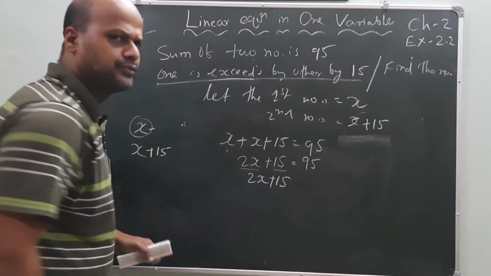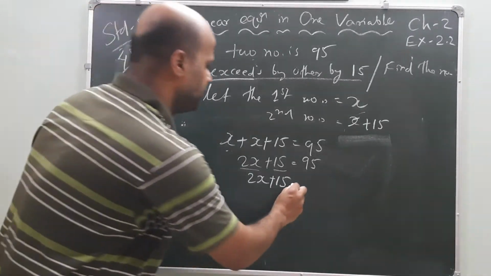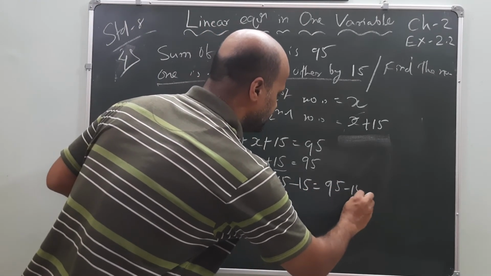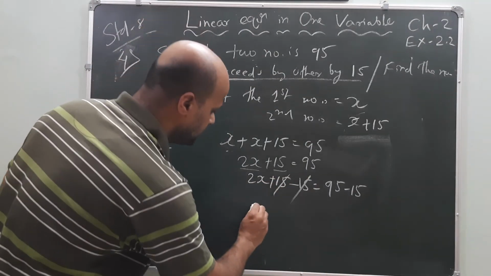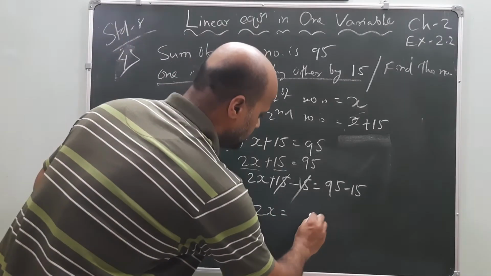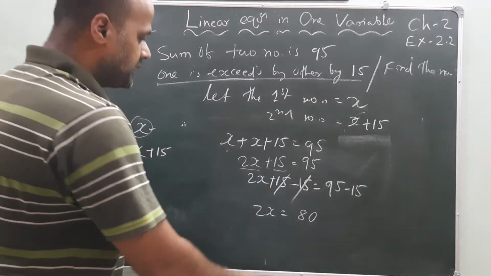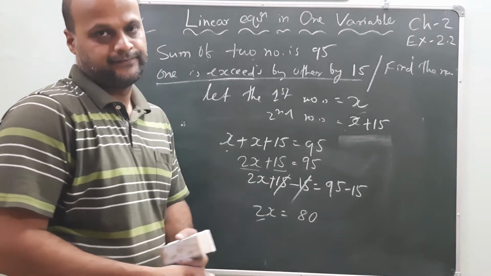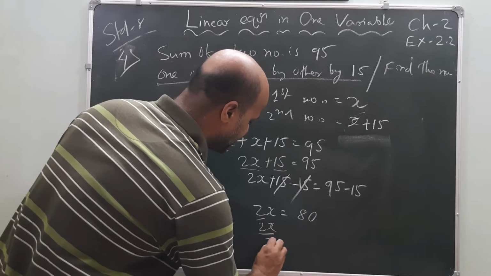To take out 15, what do you have to do? Tell me. Yes, you have to subtract 15 on both sides. Very good, my dear friends. You are extremely good. Now, how much is it coming? 15, 15 cancel. 2x is equal to how much? 80. Yes or no? Now here 2 is there. To take out 2, what do you have to do? Yes. You have to divide by 2 on both sides. Very good.